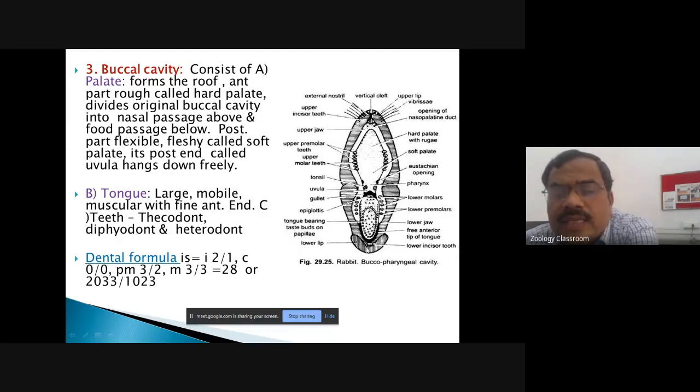Then here you can see the incisors. Okay, canines are not there. Canines are not visible, or canines are absent here. Then this is the roof of the buccal cavity. It is called the palate, and this palate is divided into two regions. So this is the anterior portion of the palate.